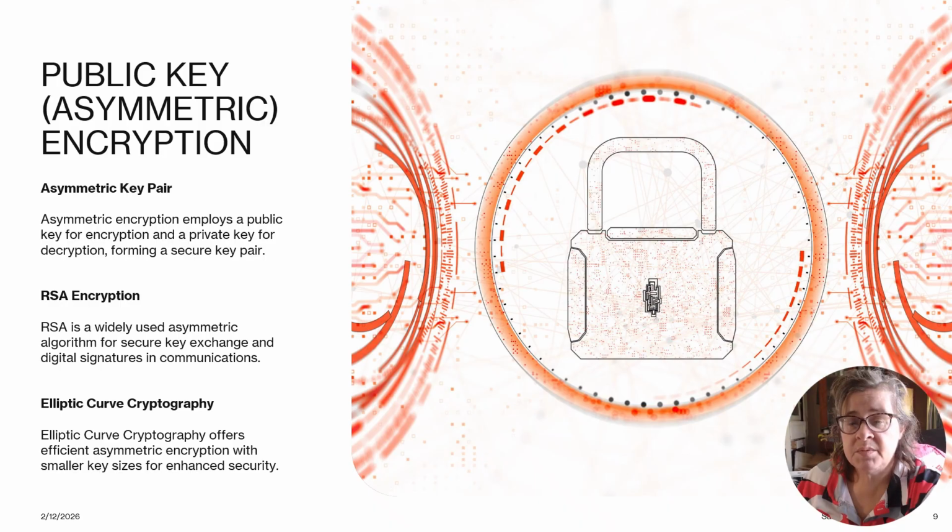Asymmetric encryption uses a pair of keys, public and private. RSA and elliptic curve cryptography are widely used for secure key exchange and digital signatures, enhancing security in communications.